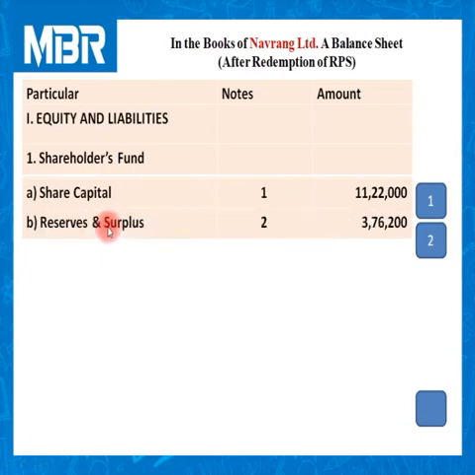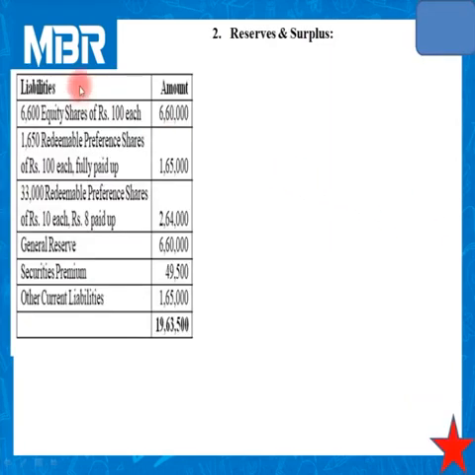Second and most important calculation of this chapter is related to reserves and surplus. Amount of reserves and surplus is rupees 3,76,200. It is mentioned in note number 2. Let us visit note number 2. On the left hand side of your screen, the old balance sheet is given. Old balance sheet means the balance sheet available in the question. Using this information, we need to calculate the amount of reserves and surplus.